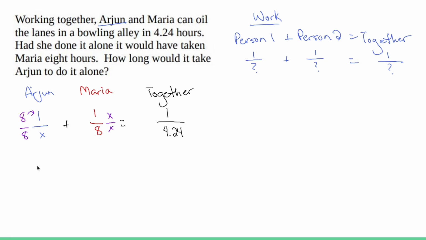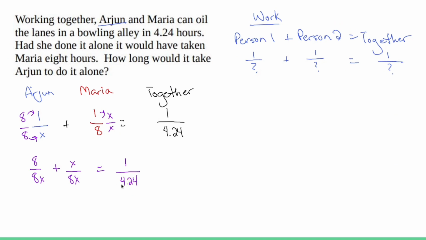So 8 times 1 is 8. 8 times x is 8x. I'm going to add x times 1, which is x, and 8 times x, which is 8x again. Now that's good news because since we have the same denominator, I can add these fractions together. Now what about the right side? Nothing's changed. It's still 1 over 4.24.